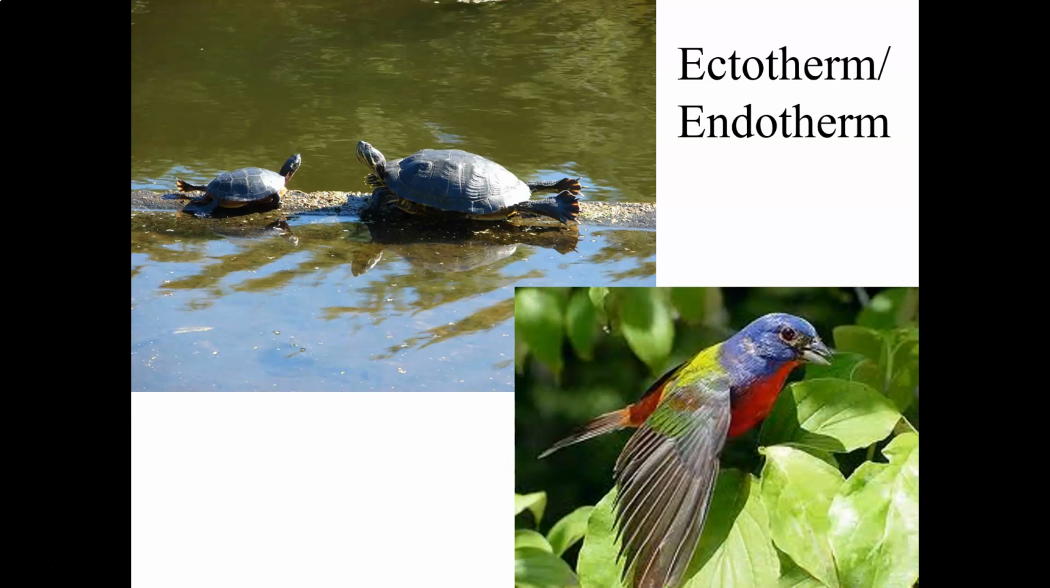So the bird, the painted bunting in the bottom picture, that one is an endothermic creature. And it's actually holding the wing down to try to help maintain temperature. In this case, it's trying to radiate off some of its excess heat to cool down because it has gotten excessively warm in that picture.